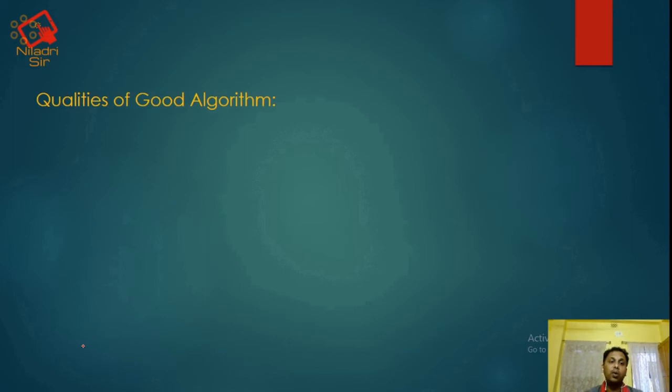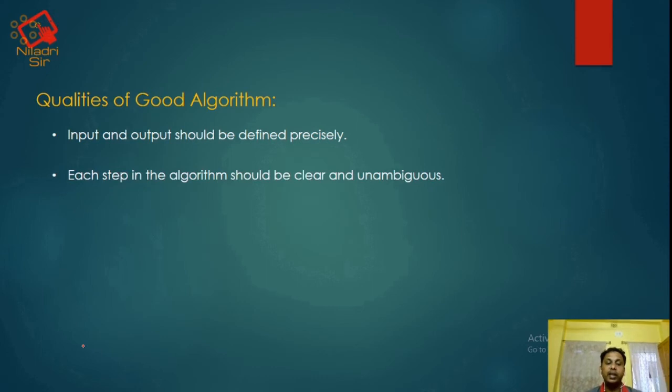Next one, what are the qualities of a good algorithm? What are the things you can expect in an algorithm to make it a good one? Number one, input and output should be defined precisely. That means input and output must be defined in a proper way. Next one is each step in the algorithm should be clear and unambiguous. That means each and every step of an algorithm must be clear and anybody can understand it by reading it.